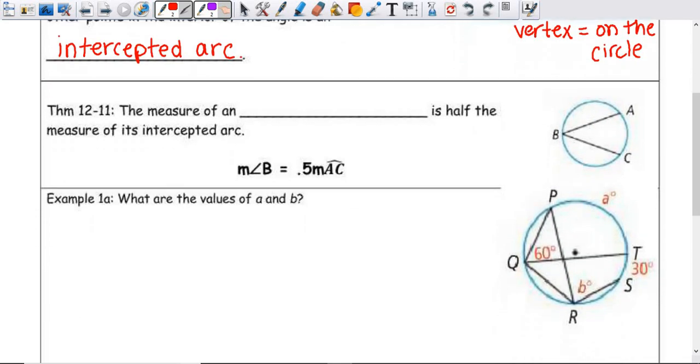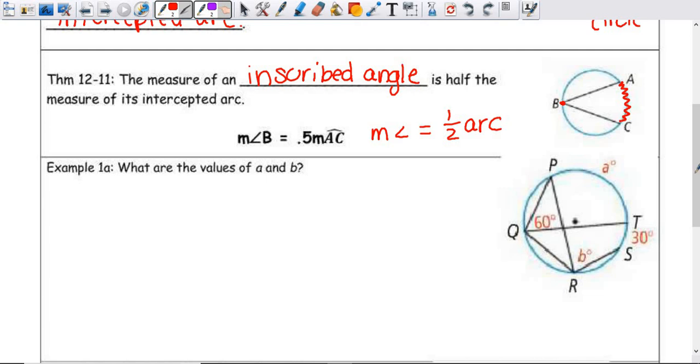All right, so how we're going to solve for inscribed angles. The measure of an inscribed angle is half the measure of its intercepted arc. So in this particular situation, we have the measure of angle B, with its vertex on the circle, is half of arc AC. A lot of times we just say the measure of the angle equals half the arc, okay? The measure of the angle is always half of the arc.